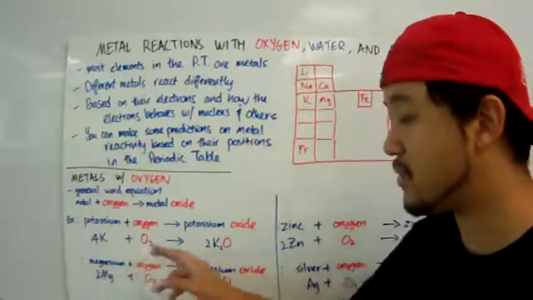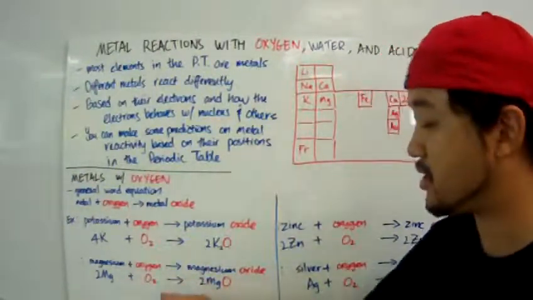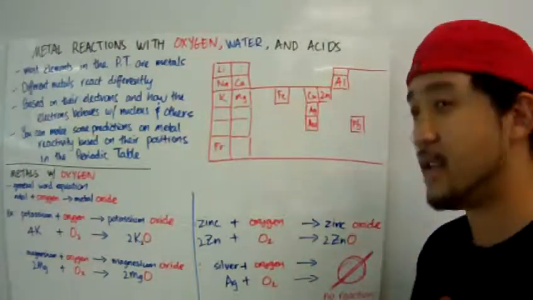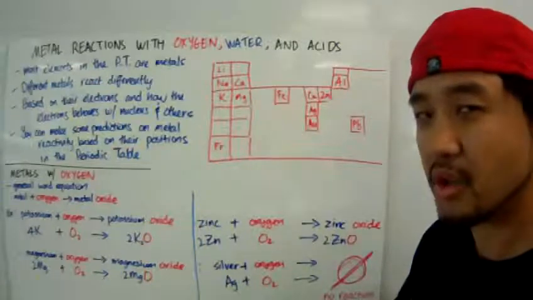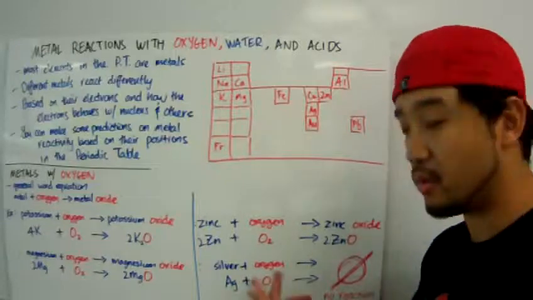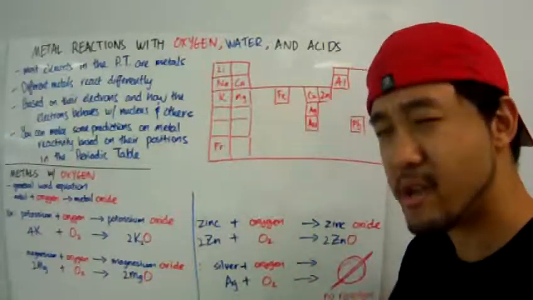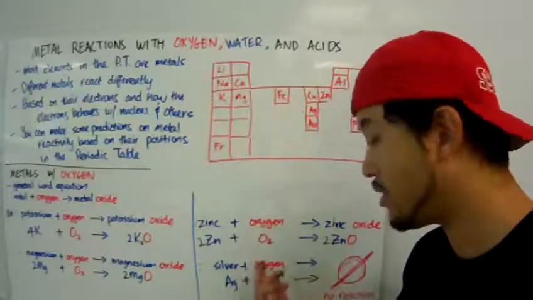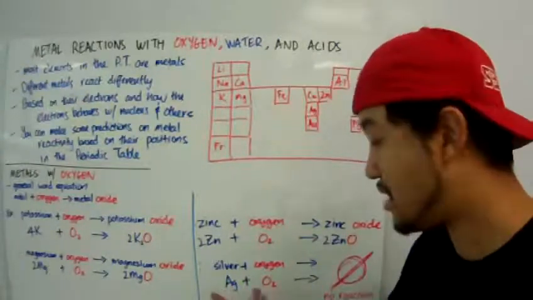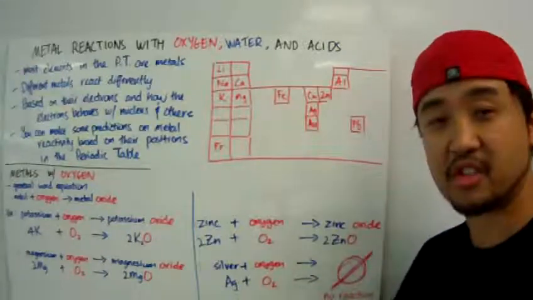The next one is magnesium and oxygen. Magnesium will give you magnesium oxide. Mg plus O2 gives you MgO. Zinc and oxygen will also react, and that gives you zinc oxide. Zn plus O2 gives you ZnO. Now, some metals will not react with oxygen, like silver. Lead will react with oxygen, but not silver. So you get Ag plus O2, no reaction.